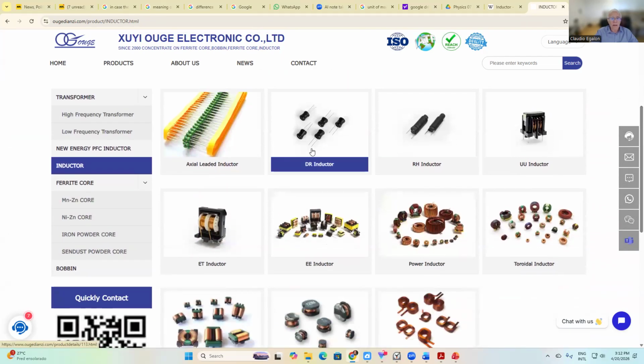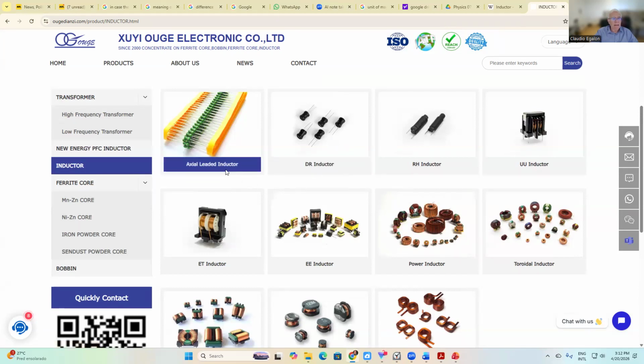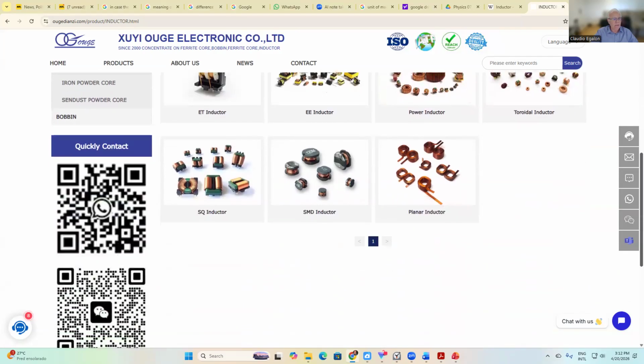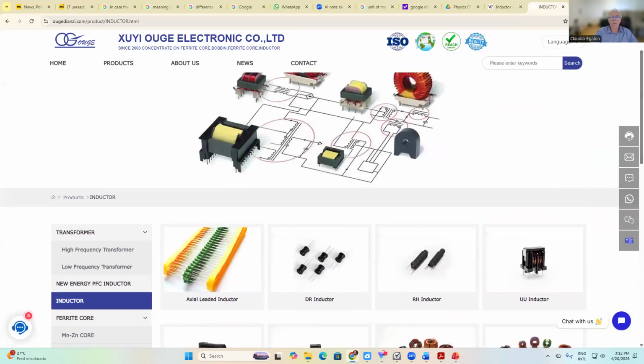This is also an inductor, but it's packaged. It has two leads here. Axial leaded inductor. Another type of inductor, and so on. Those are very important devices. That's why we study that in physics. It's important in telecommunications as well.